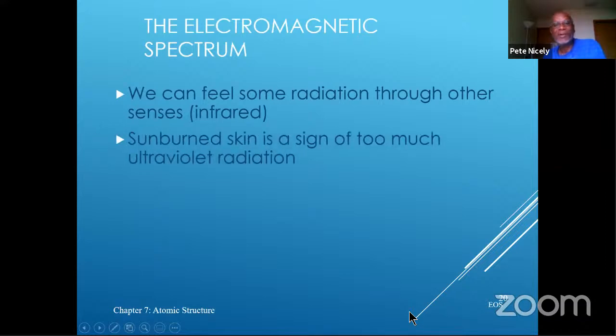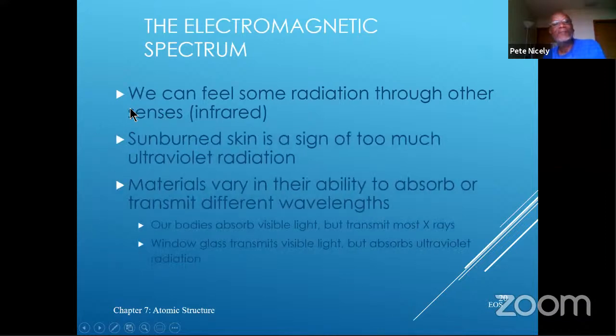Just some general comments here about different forms of radiation. There are some forms of radiation that we can actually feel on our skin, or we can detect through other senses. So the infrared, for example, if you're exposed to it long enough, and depending on the intensity, you can feel it. Sunburn is basically what happens when your skin is exposed to too much ultraviolet radiation. That is largely dependent on your complexion, really.